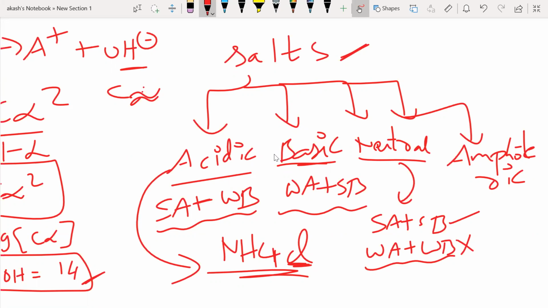Hope you understand what I'm trying to say. Same way, if I give you CH3COONa, now tell me what kind of salt it is. Basic. Yes, so obviously you would have understood now. CH3COO- would have come from acetic acid, and Na+ would have come from NaOH. CH3COOH is the weak acid, NaOH is a strong base. So this would have been a basic salt.